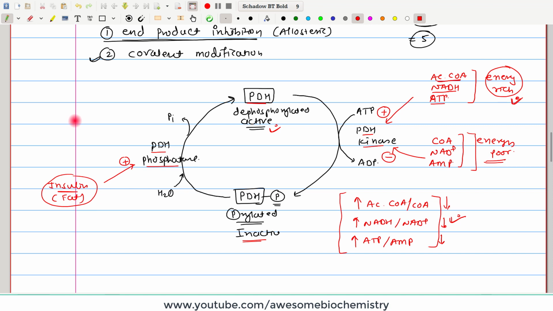The second interesting aspect is that calcium ions also have the potency to stimulate pyruvate dehydrogenase phosphatase, and by stimulating it, they keep PDH in the active form.